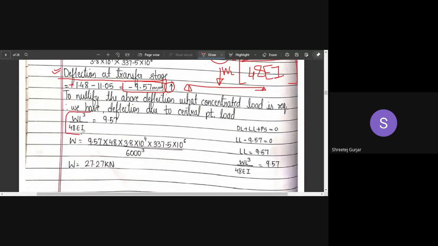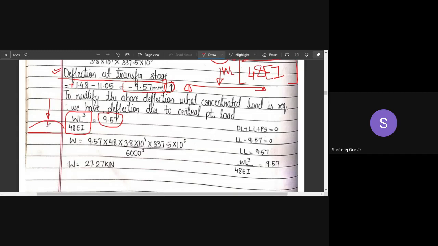You can see deflection caused due to live load should be equal to what? 9.57, because we have to nullify this particular deflection which is caused, right? It is causing upward deflection, minus 9.57. So you have to apply a live load and bring it to a neutral position.